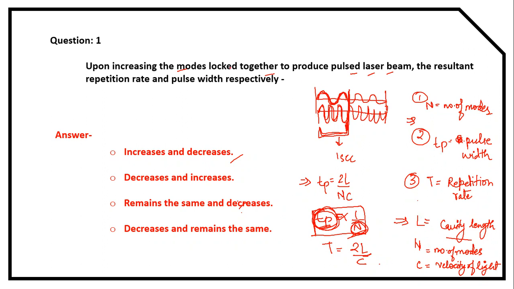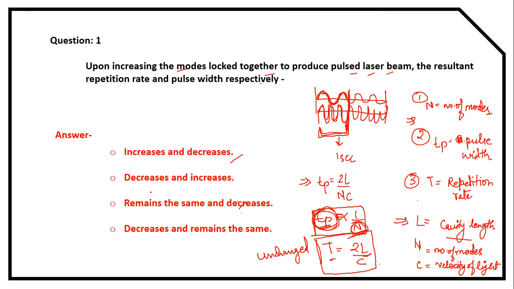Now, coming back to the question on increasing the number of modes. What I have written in this equation, maybe you will get the point, is that there is no relation of the repetition rate with the number of modes. However you change the number of modes, the repetition rate is not going to vary, therefore it remains the same. So for repetition rate, our answer is unchanged.